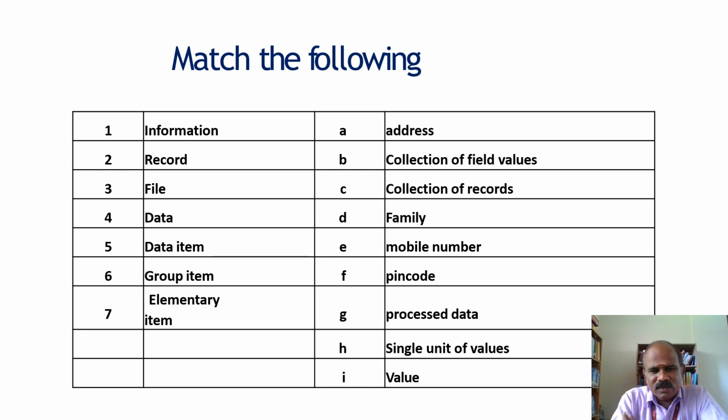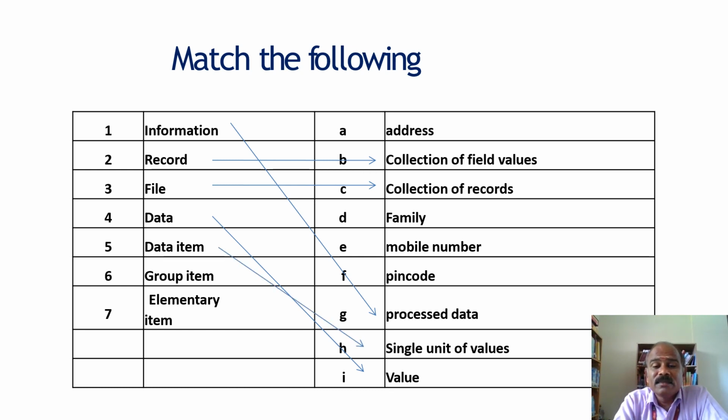Come, let's do a match the following game. Information, record, file, data, data item, group item, elementary item all come under the basic elements of data structures. On the right-hand side, applications of data structures. Now, to which application are you going to match information? Very good, it is processed data. Record means a collection of field values. File, a collection of records. Data, it's simply a value.